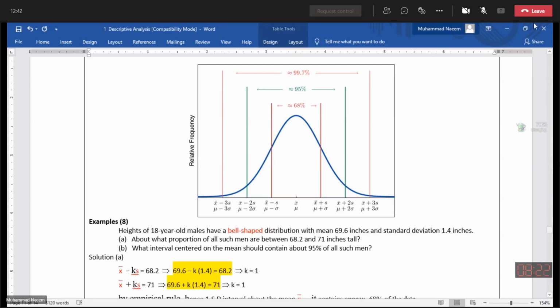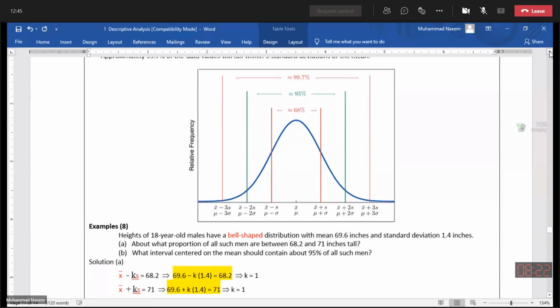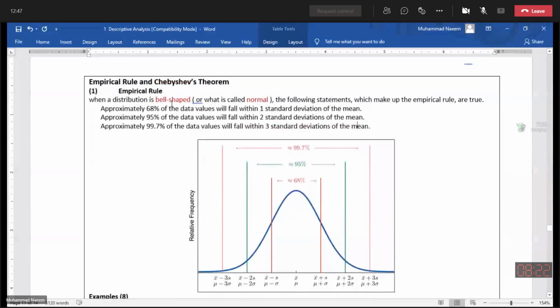So it happens only in the case of a bell-shaped distribution. This is a bell-shaped distribution with a single peak. A statistical curve is a bell-shaped curve. So in this case, approximately 68% of the data will be contained in one standard deviation, 95% in two standard deviations, and approximately 99.7% in three standard deviations of the mean.